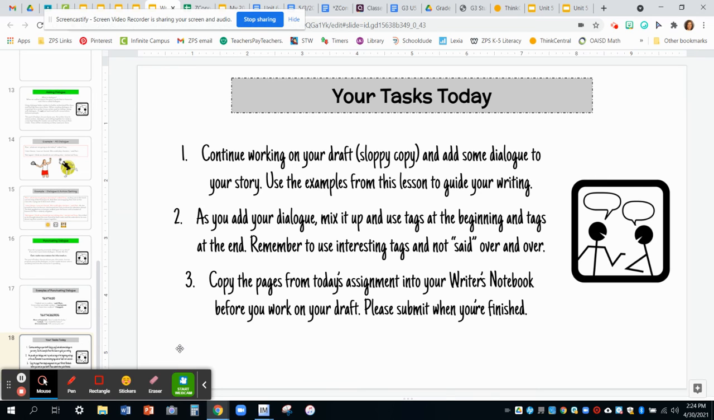And then finally, you're going to copy the pages from the assignment today into that writer's notebook. And I told you there will be some pictures on Google Classroom for you to copy down into your book. Those are your notes to help you as you write, because you're going to continue writing for the rest of the week. And for part of next week, you're going to go back and change and add some things. So even if you're finished with your story, there are still things that you can do to make your story better. We're going to talk about transitions. Next week, we're going to talk about using better word choice and strong verbs. So there's a lot of things that we can add to our stories. All right, but your tasks today are to continue working and to add that dialogue.